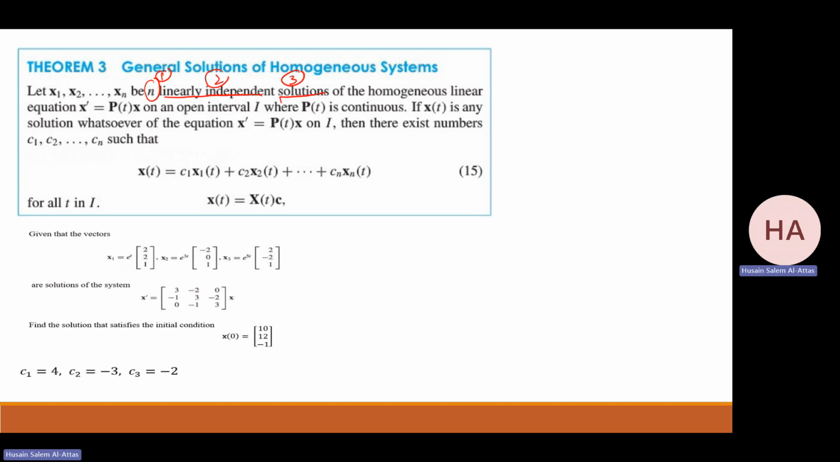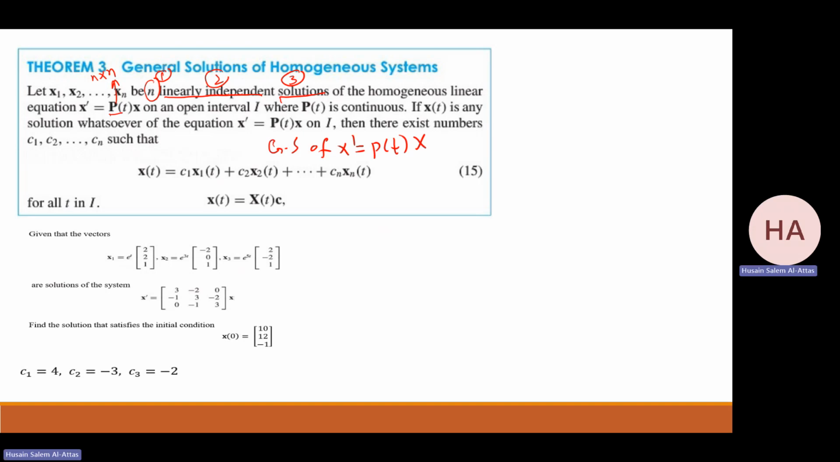For the homogeneous system, where P of t is n by n and continuous, if x is a solution, then there exist solutions that will give me the general solution of the homogeneous system x prime equals P of t x. Okay.